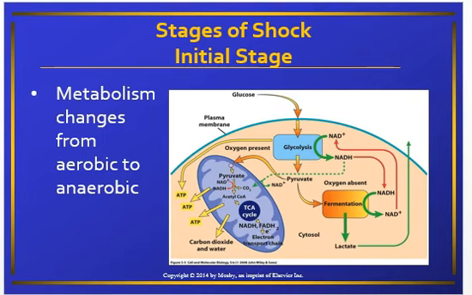Shock is put into three stages that are clinically apparent: compensatory, progressive, and irreversible. So the initial stage, because it's at the cellular level, we don't really have any clinical signs to show that it's there. Metabolism is changing from aerobic to anaerobic, and the important thing about that is lactic acid starts accumulating and the body has to remove it, and it is broken down by the liver. So that creates a need for more oxygen to take care of this lactic acid accumulation. Again, we can't see this happening because it's at the cellular level.